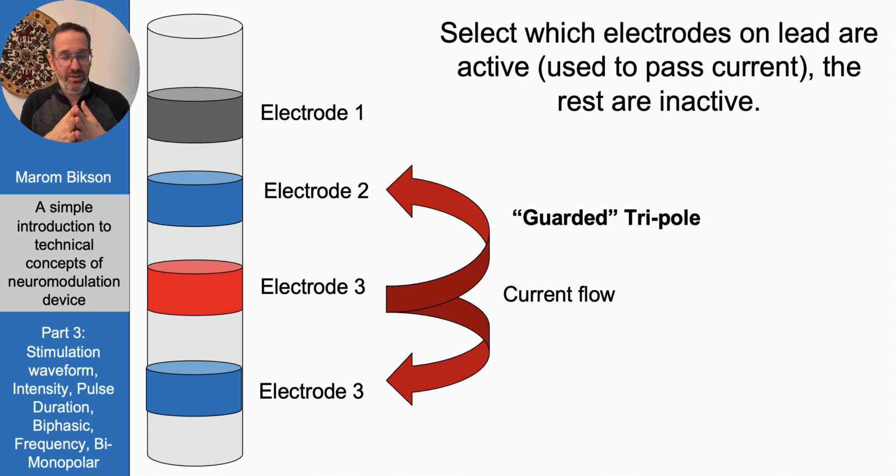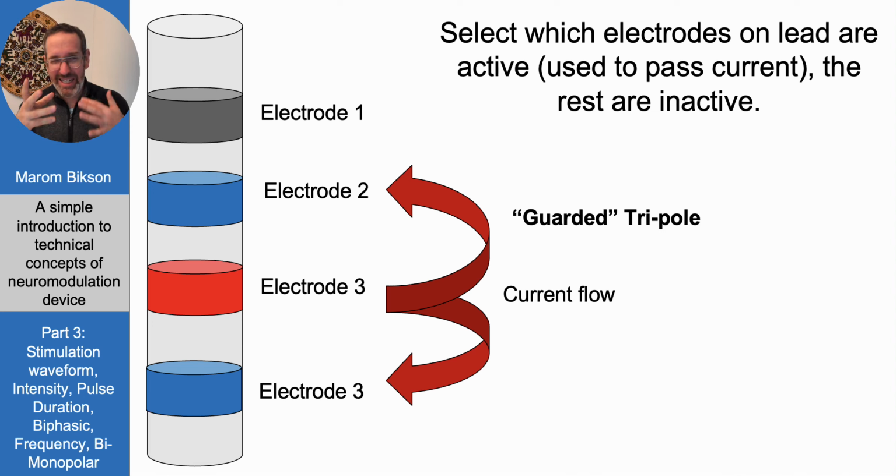You could have one anode and two cathodes. Imagine that the center electrode is injecting 1 milliamp, and each of the other ones is collecting half a milliamp. So the total current is still 0: 1 milliamp in, half and half out, but it's being distributed in a different way. Such configurations will also exist. I just want to flag them to your attention. They will get their own names: tripolar, guarded tripolar, guarded cathode.